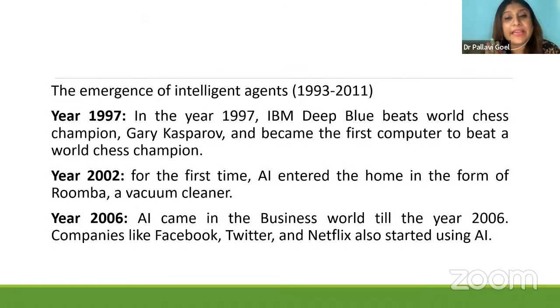Emergence of intelligent agents. Agents now, like IBM's Deep Blue, beat the World Chess Champion. A computer beat a World Chess Champion for the first time. AI entered the home in the form of Roomba, a vacuum cleaner, so very helpful. AI came into the business world till the year 2006. Companies like Facebook, Twitter, and Netflix also started using AI. Next slide, please.